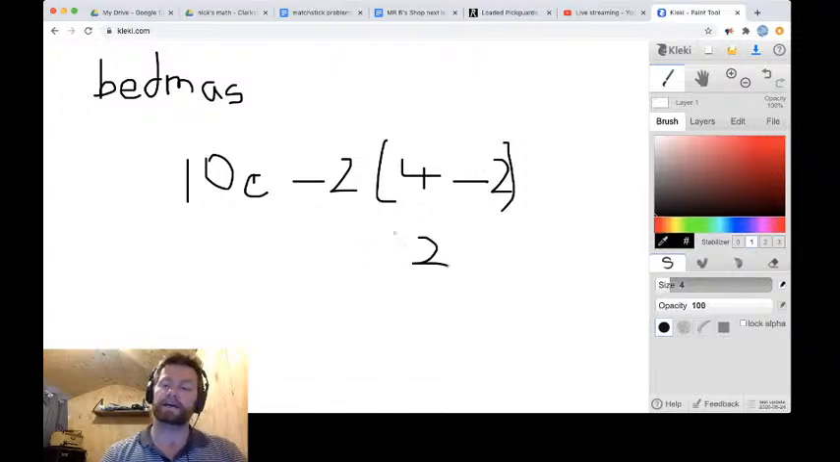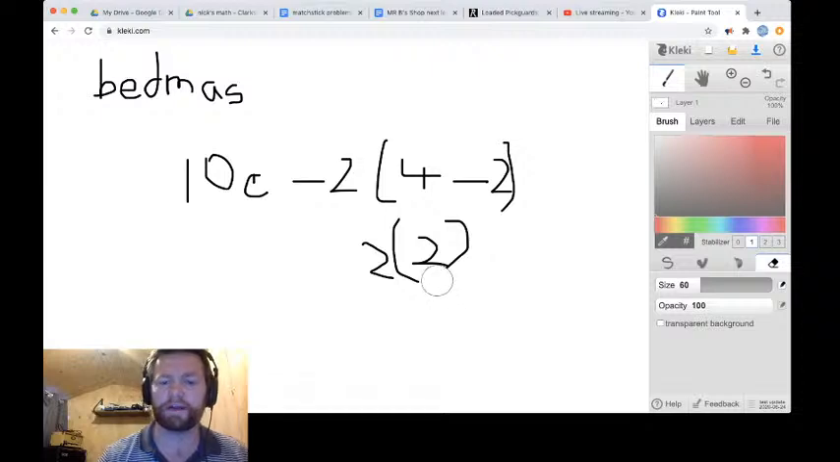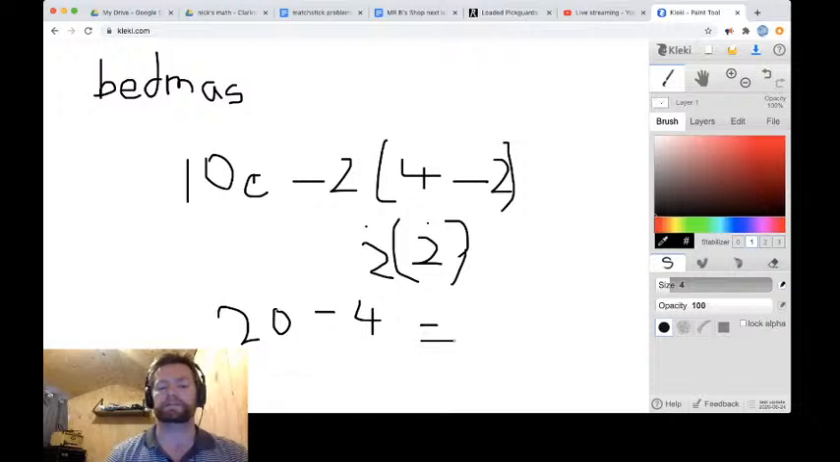Now this here, when you have a number right next to the bracket, that is awful drawing, sorry guys. When you have a number right next to the bracket, it means you need to multiply this number by this 2, by this 2. So 2 times 2 equals 4. 10 times C, C is worth 2. So 10 times 2 is your next step. 10 times 2 is 20. 20 take away 4 equals 16.